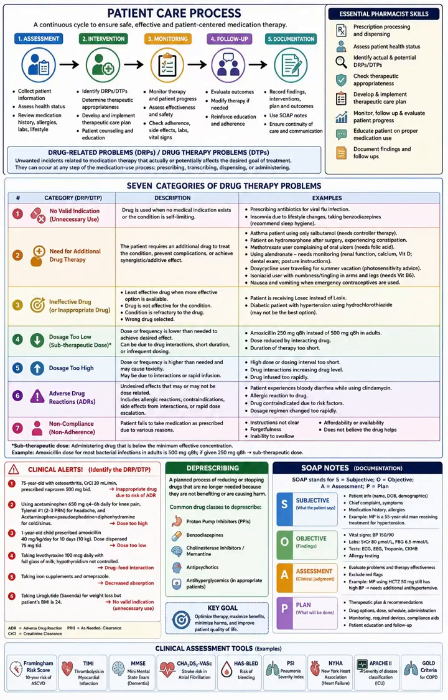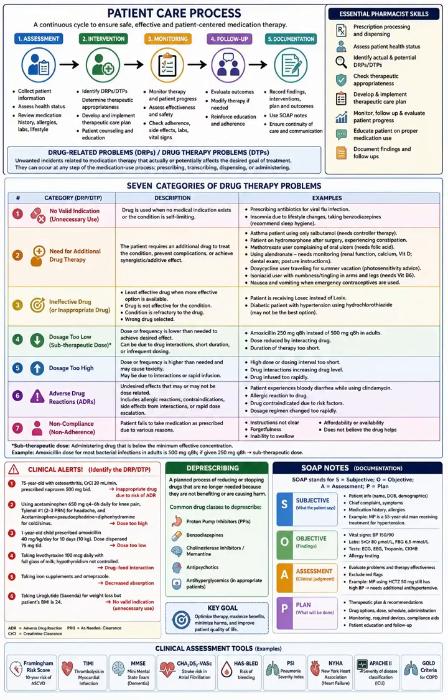Drug-related problems, DRPs/drug therapy problems, DTPs. Drug-related problems are defined as undesirable events associated with medication therapy that may interfere with achieving the intended therapeutic goals. These issues can arise at any stage of the medication use process, including prescribing, transcribing, dispensing, or administration. Categories of drug therapy problems.